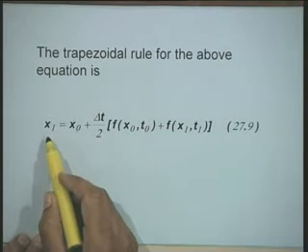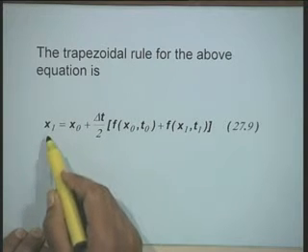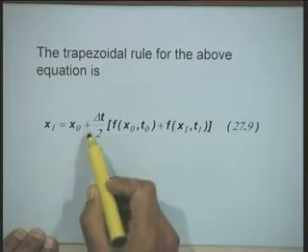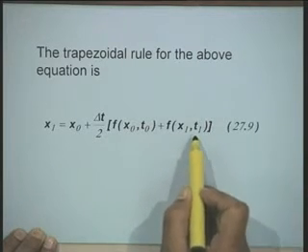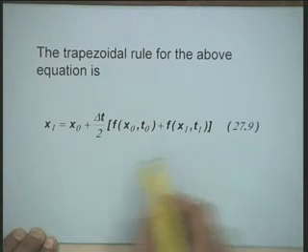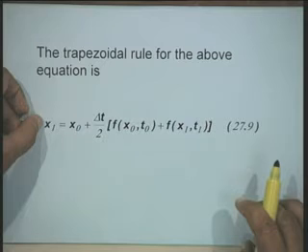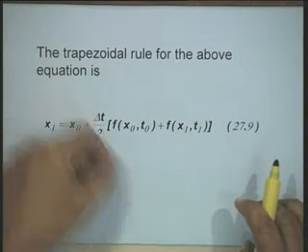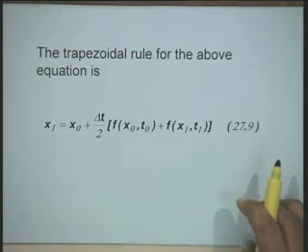Therefore, I can say now that x1 can be written, from that equation, as follows. Because we have x1 minus x naught, let us put x naught on this side: x1 can be written as x naught plus delta t by 2 times f of x naught, t naught plus f of x1, t1. Therefore, this is the value of x1 obtained at time t equal to t1, but the problem here is that this x1 is expressed in terms of x1 itself.